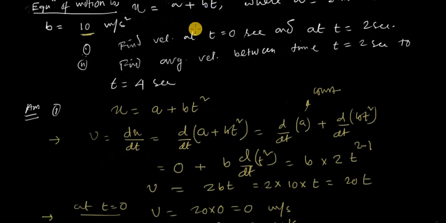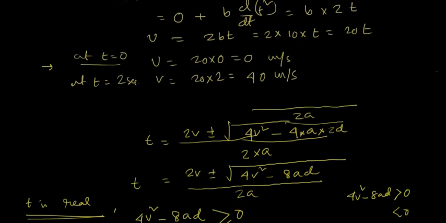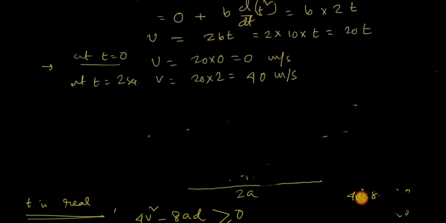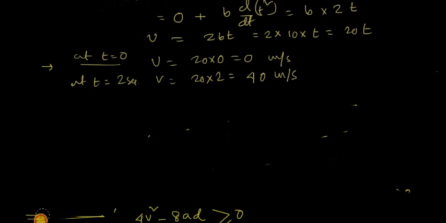First answer: we have just calculated the velocity at t equal to 0 and t equal to 2 second. At t equal to 0 second, velocity is 0 meter per second, and at t equal to 2 second, velocity is 40 meter per second. It's a very simple one. The next one is a very conceptual one. You have to understand the next one.